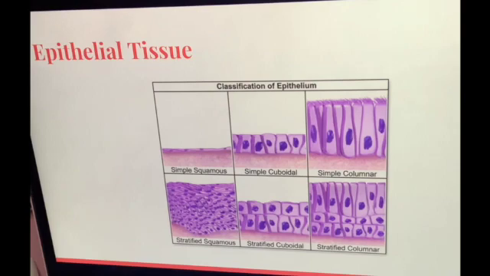Then we have stratified cuboidal. This is a rare type of epithelial tissue that is composed of cuboidal cells arranged in multiple layers, similar to stratified columnar, which is also a rare type of epithelial tissue that is composed of columnar cells arranged in multiple layers.